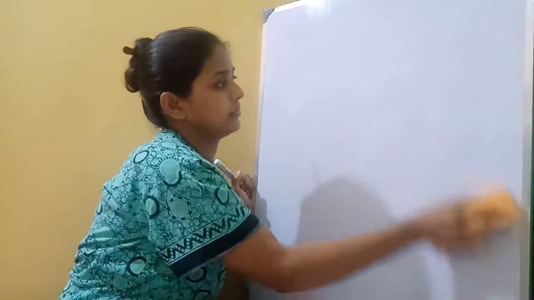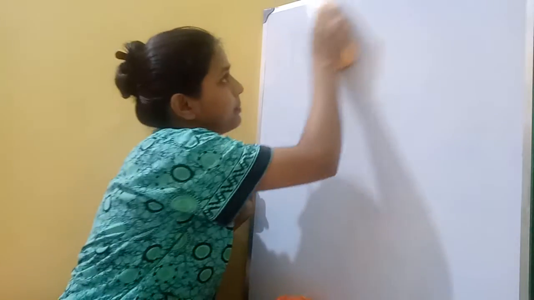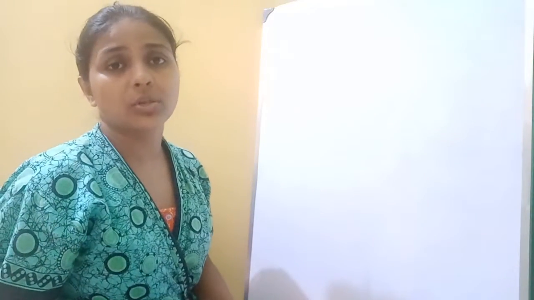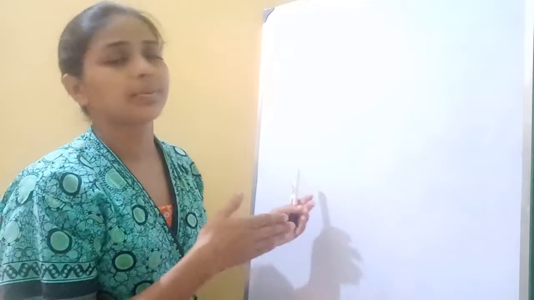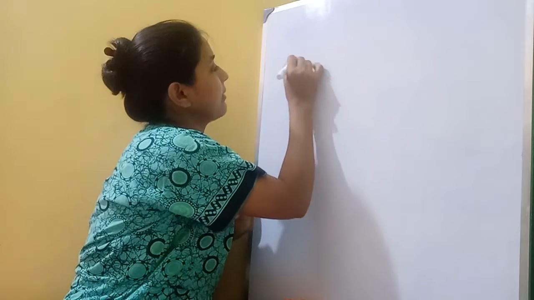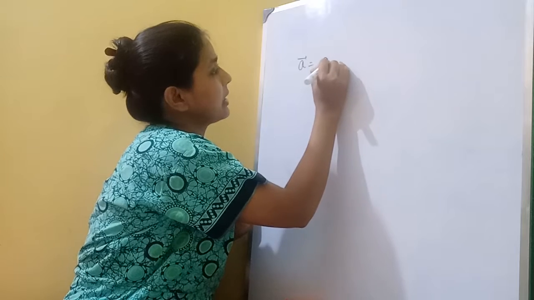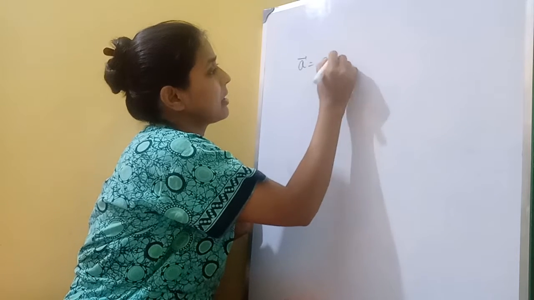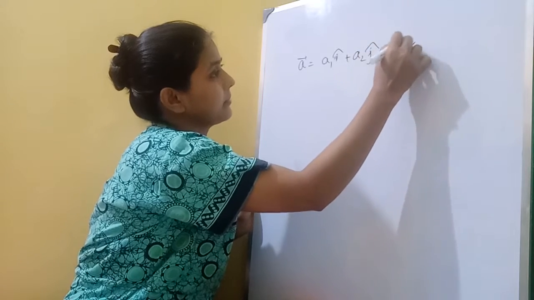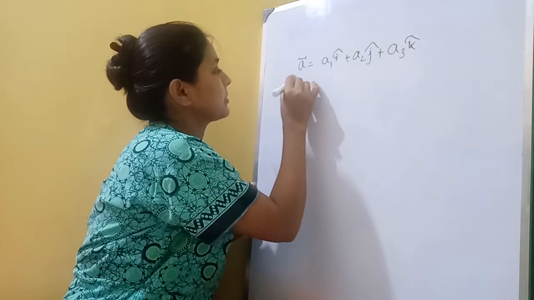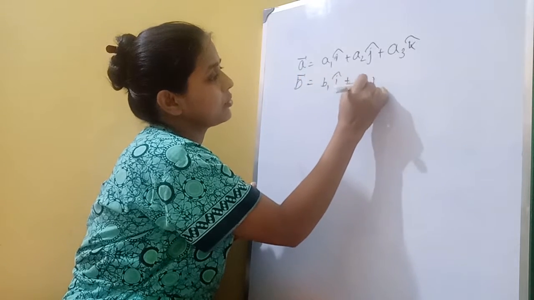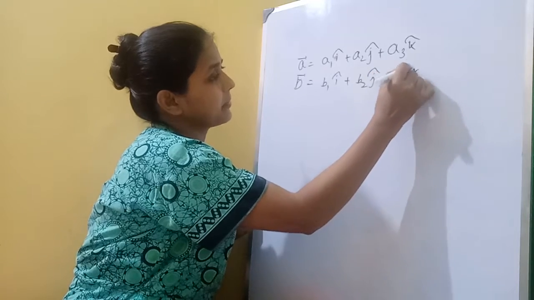Now, there are some properties, or results, based on addition and subtraction of vectors. So think about that A vector is equal to A1 i plus A2 j plus A3 k, and suppose B vector is equal to B1 i plus B2 j plus B3 k.